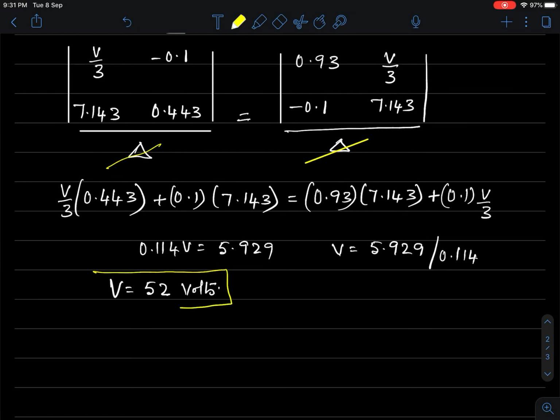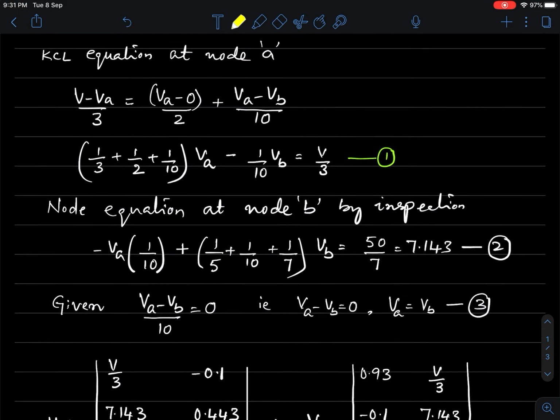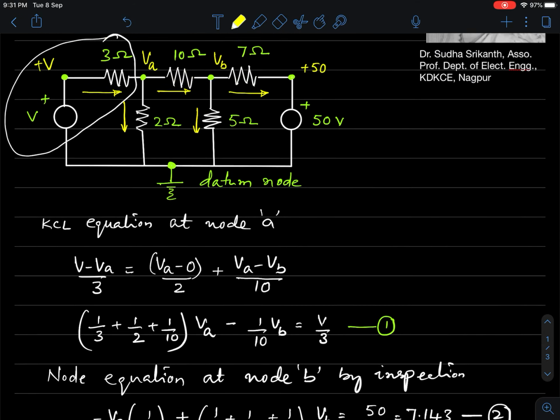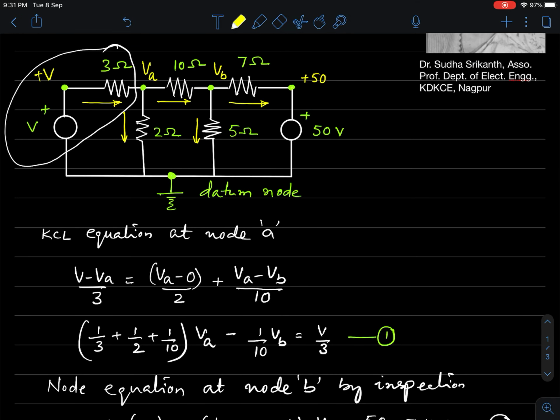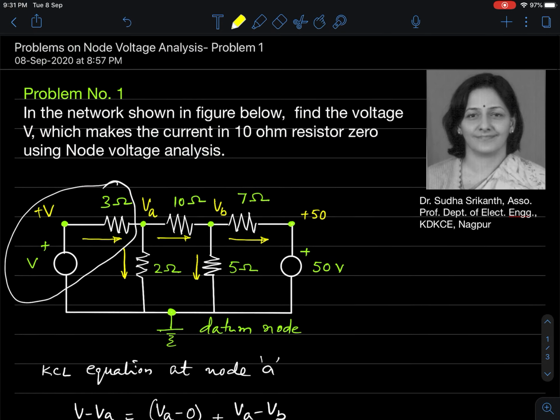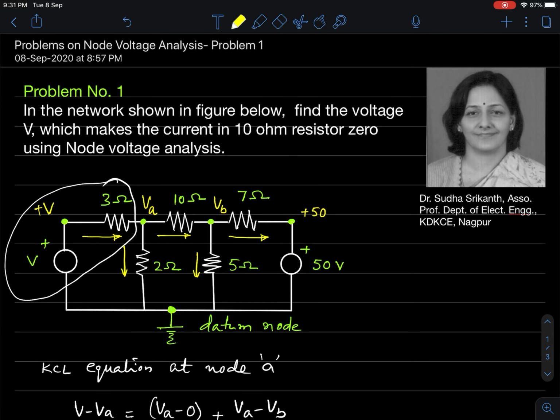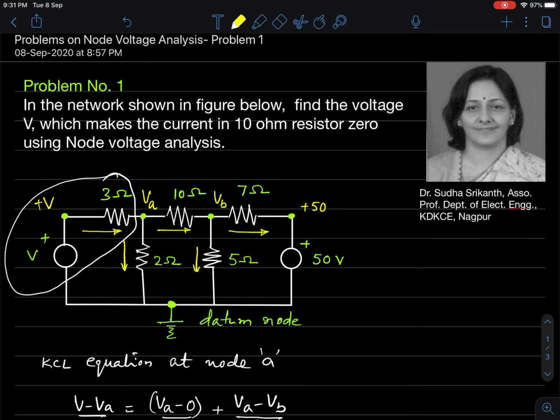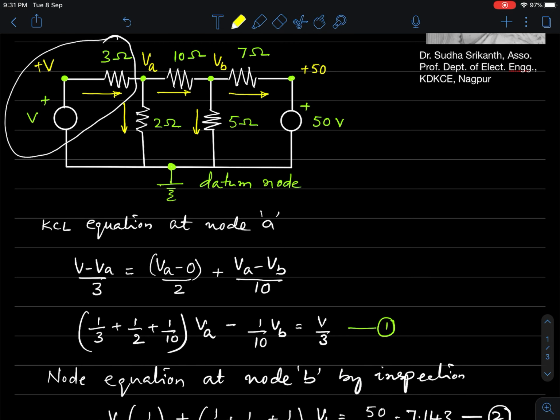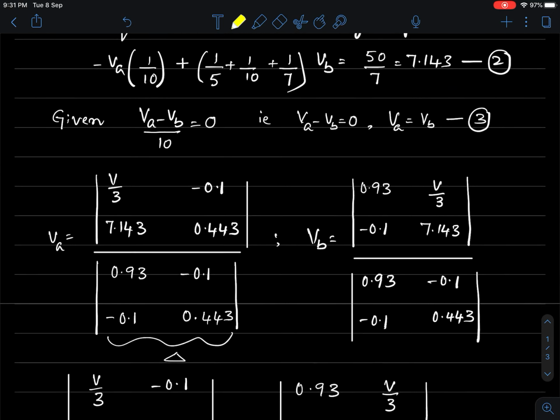So it goes to say that if I apply 52 volts to that network, then there won't be current in the 10 ohm resistance. So we have solved this problem based on nodal analysis. We could have done it by mesh also. You can do it by several ways, but in this particular problem, the method that is asked is node voltage analysis, an elementary problem.